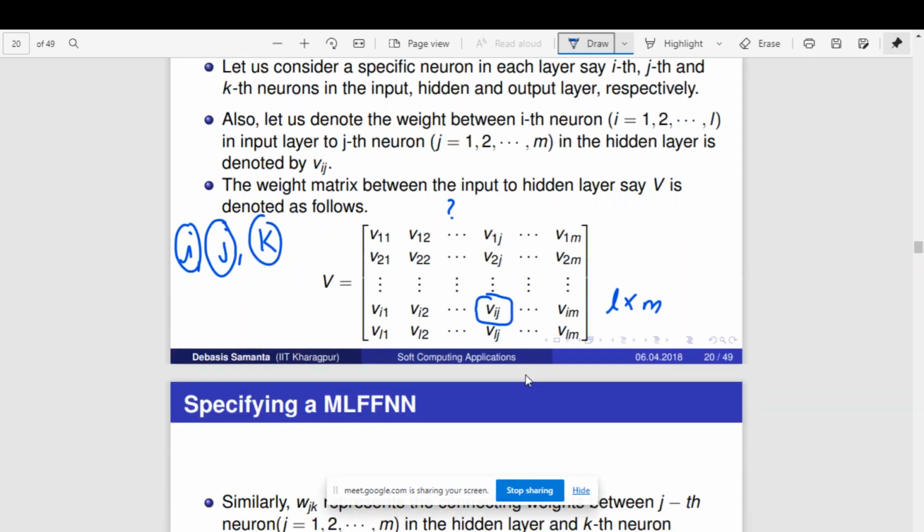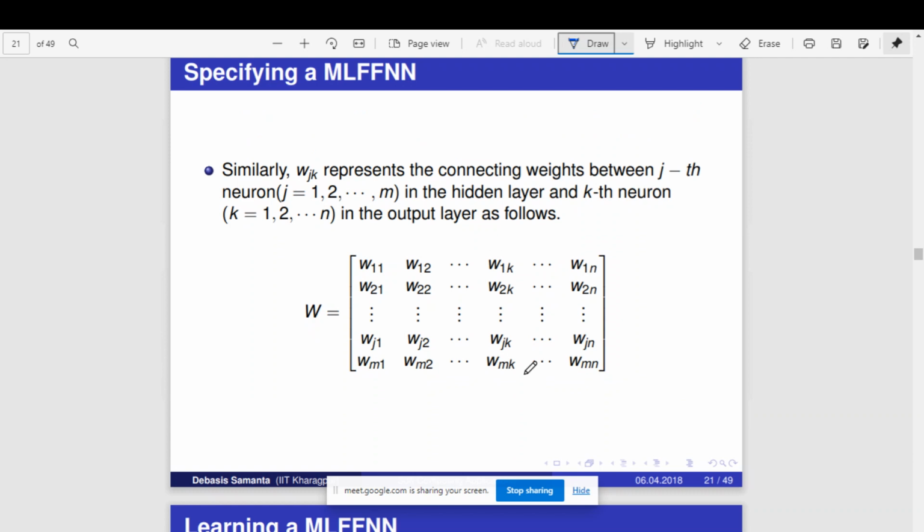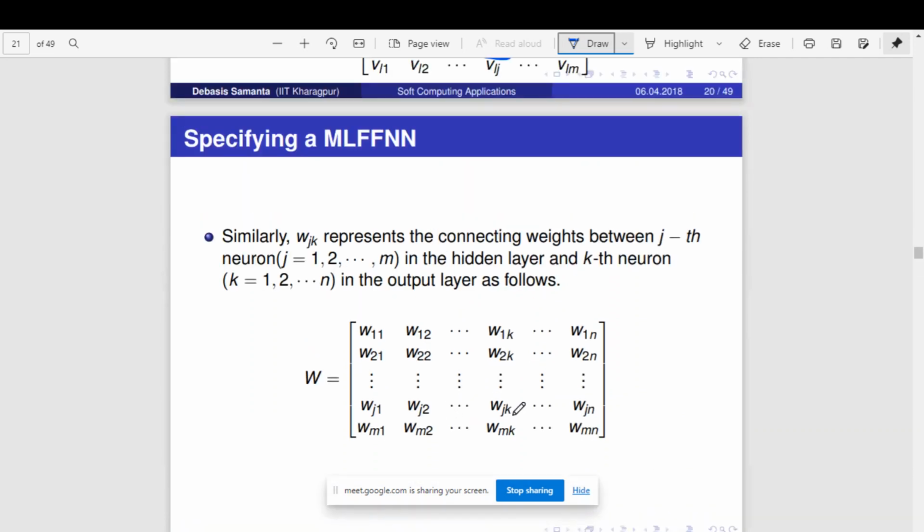Whereas if you see the W matrix, any unknown value in the W matrix is represented as Wjk, where J refers to the hidden layer and K refers to the output layer. So it means it is some weight between the hidden layer and the output layer. Okay, so there are several terminologies you have to remember.